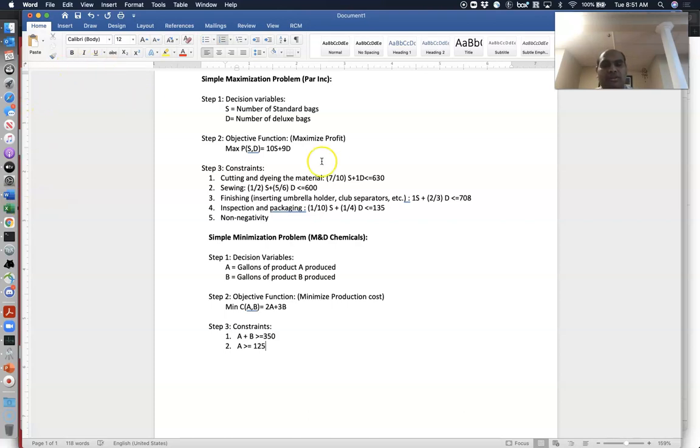So always remember that these constraints are either less than or equal to or greater than or equal to. So the number is either greater than 125 or it could be exactly 125. Based upon the type of constraint that you have, the equal to has always got to be there, and you'll understand this when you go through the solution methodology. Right? That's my second constraint, a minimum of 125 gallons of A.